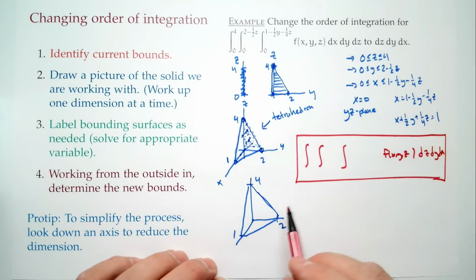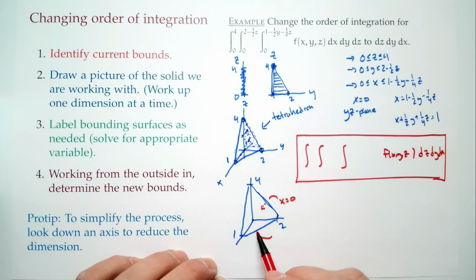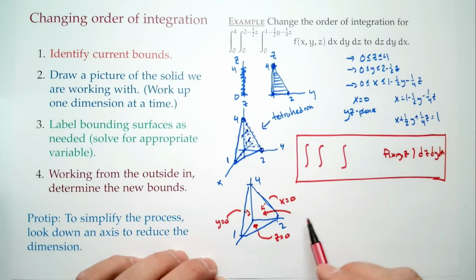So if we were to go through and label our various surfaces here, this back surface corresponds to x equals 0. This bottom surface corresponds to z equals 0. This side surface here corresponds to y equals 0. And then Mr. Slanty, that's this plane.